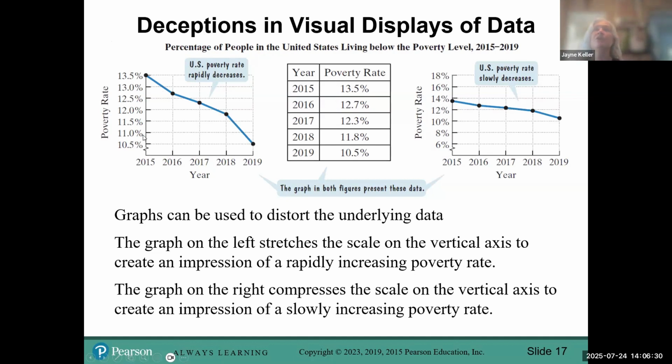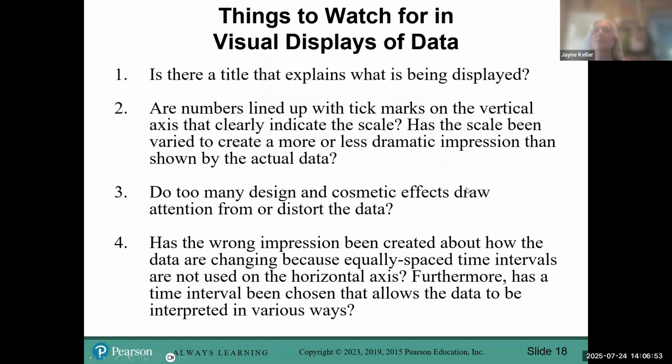So bottom line is, when you look at a graph, make sure you look at what the graph is telling you. Read the title. Look at the labels on your axes. What is being measured on each of the axes? And then look at the scale. Did they try to change the scale to make it look like the increase was bigger or smaller than it really was? That's just a summary of that.